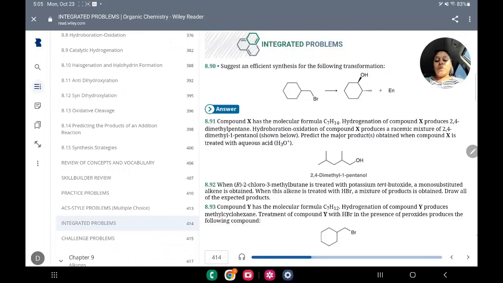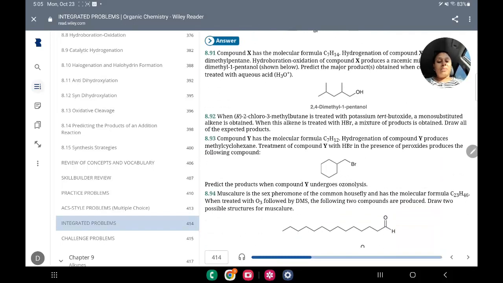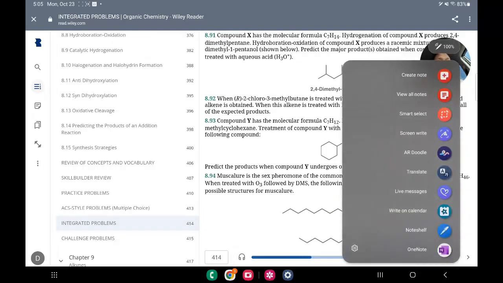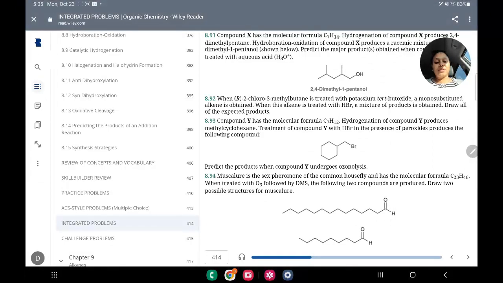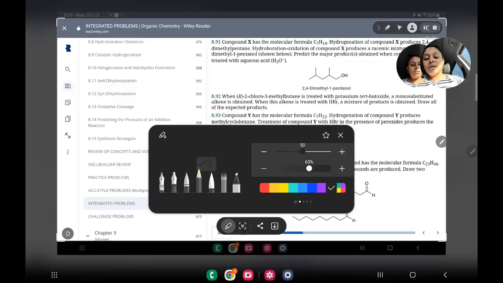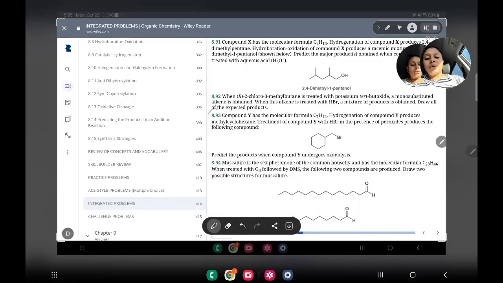So if I go in to this, I'll go to integrated problems. I was actually already there, and I'm going to just randomly pick a problem. Let's do 94. So I'm going to copy the screen so I can write on my screen, and so I'm going to do this problem.